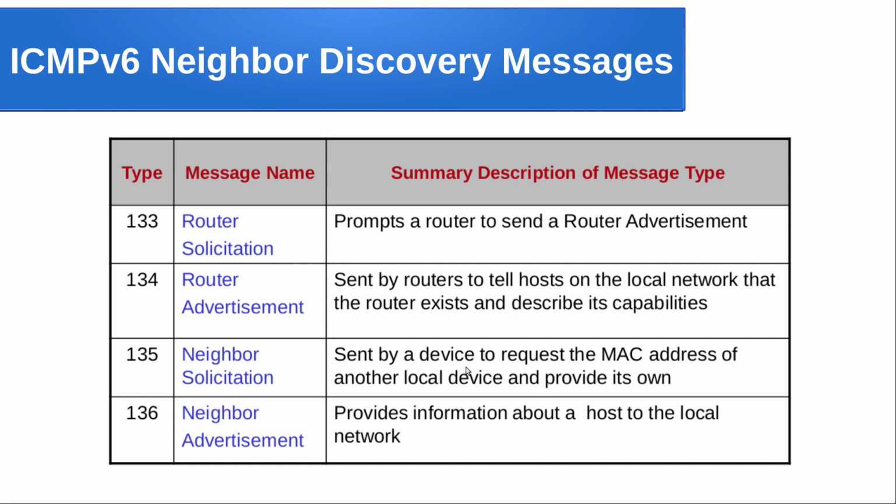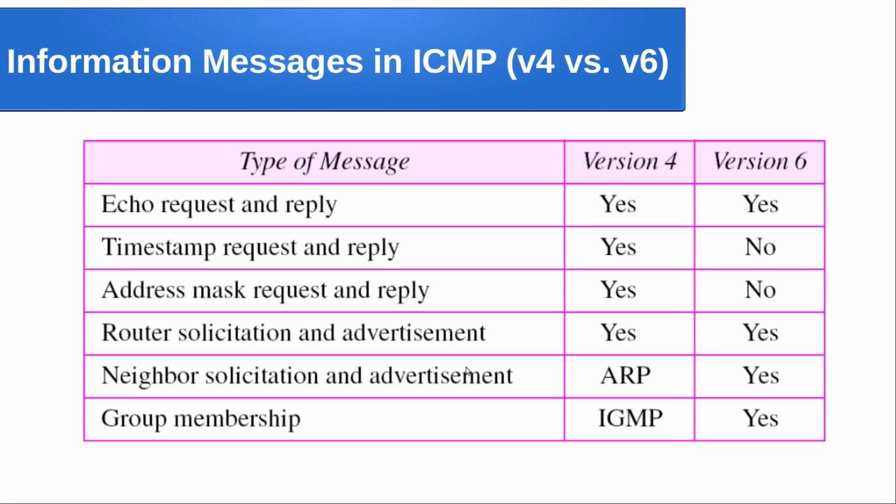Okay, that is about the information messages. Now this is a quick comparison between version 4 and version 6. If you look at the echo request and reply, that is available in version 4 and version 6, and timestamp request and reply, just for requesting the time information. And the source quench ICMP error message is available in ICMP version 4 but not there in version 6. Address mask request and reply is also not here. These things are handled in a different way.